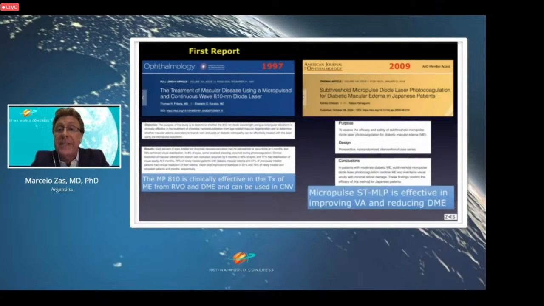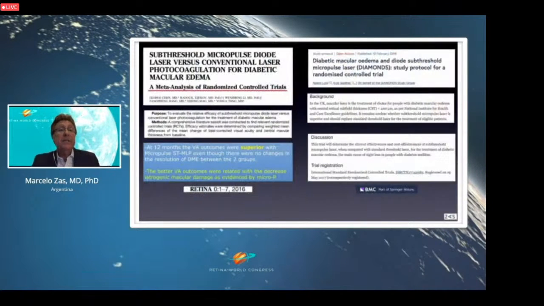Another paper, in 2009, used it in Japanese patients and showed that micropulse MLP is effective at improving visual acuity and reducing the DME. This was a meta-analysis in 2016: at 12 months, visual acuity was superior with micropulse laser, even though there was no change in the resolution of diabetic macular edema in the two groups. And this is the DIAMOND trial, now in 2019 in the UK, which is trying to compare conventional laser to micropulse laser.